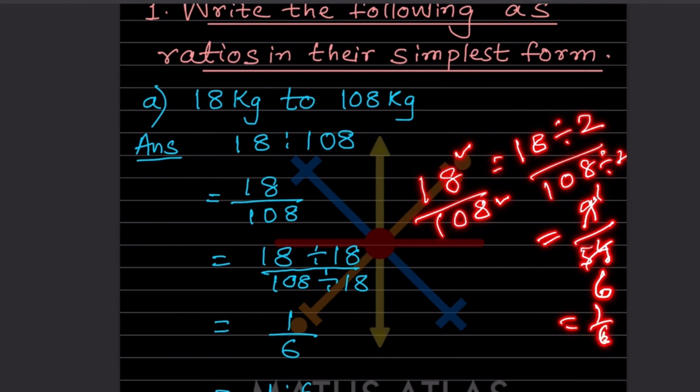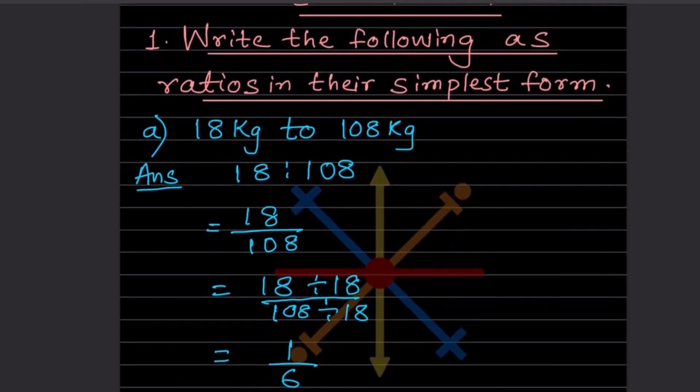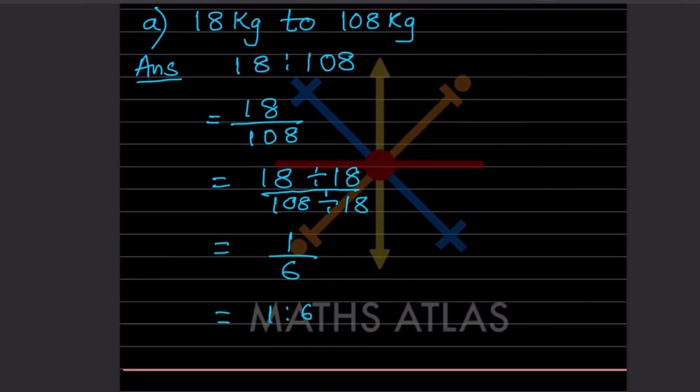Okay, now we have to write this as a ratio. So we got 1 by 6. In the form of a ratio, whenever you have 1 by 6, you are going to write 1 to 6. So this is the answer.